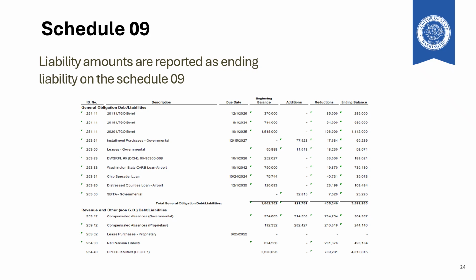Lastly, on the financial statements, we have an example of liability amounts on the Schedule 09. The beginning balance comes from last year's ending balance. You can find that in your prior year annual report. You will report the ending liabilities on the Schedule 09. This is the amount from the AMM tool or your actuarial valuation. This amount should match the amount you reported in the notes. The reductions will be the difference between beginning and ending liabilities.